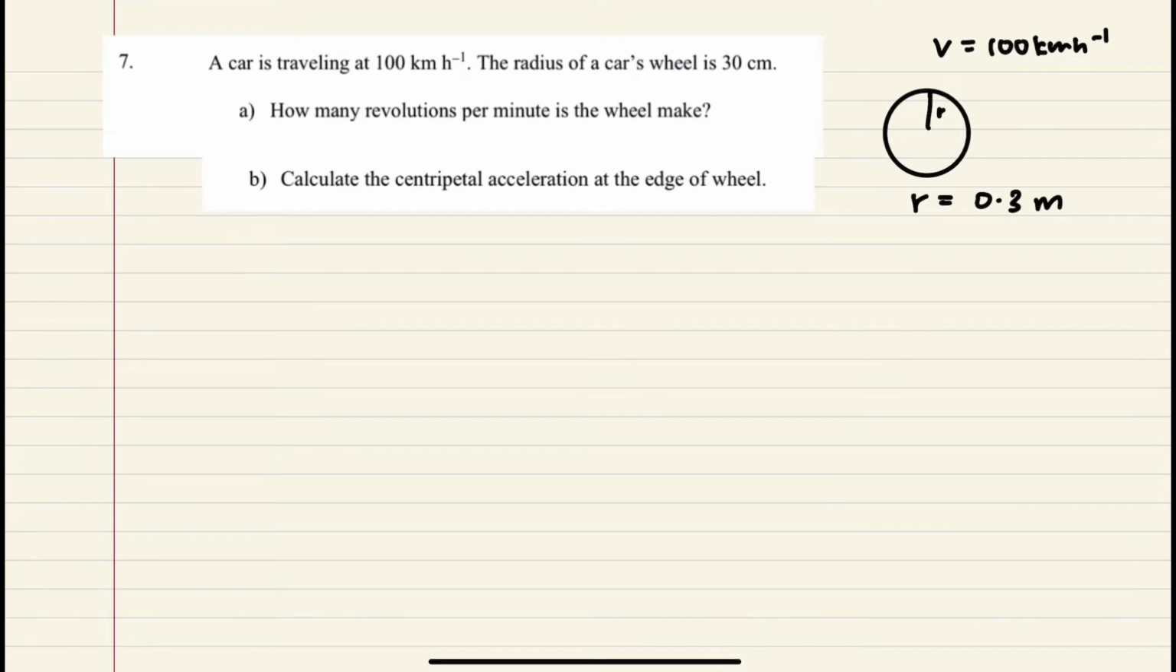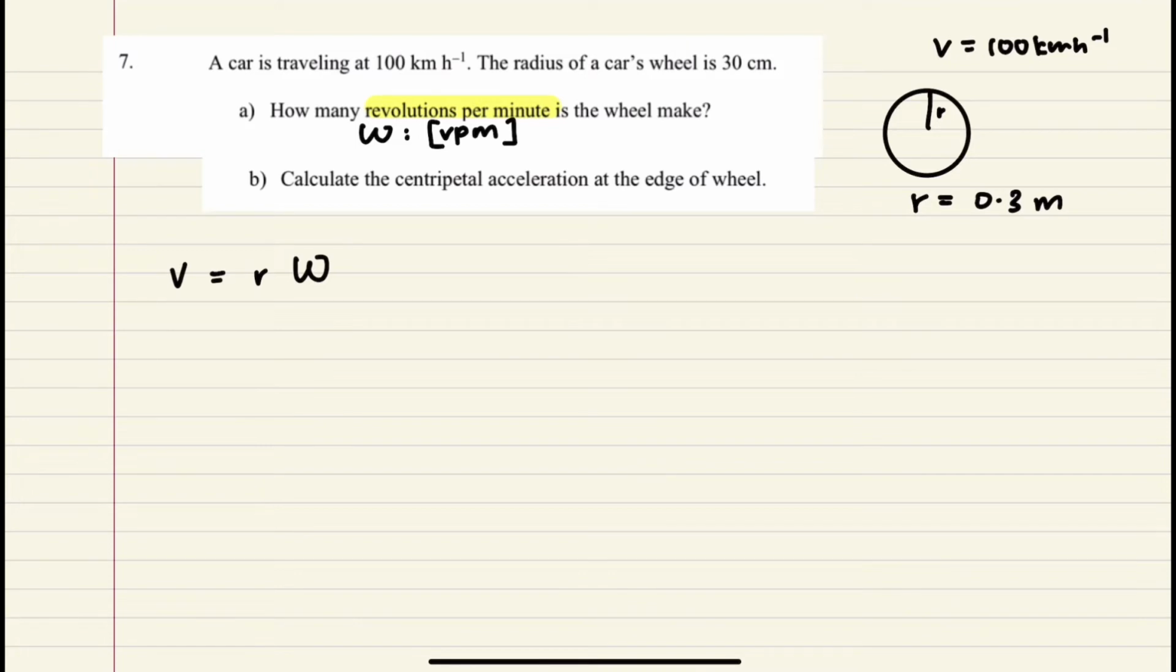How many revolutions per minute does the wheel make? When it says revolutions per minute, this is RPM. When the question asks you to find the RPM, basically the question wants you to find omega, but in RPM. The SI unit for omega is radian per second, and you have to convert to RPM. So you have to find omega first. To find omega, you can use the relation that I told you before: v equals r omega.